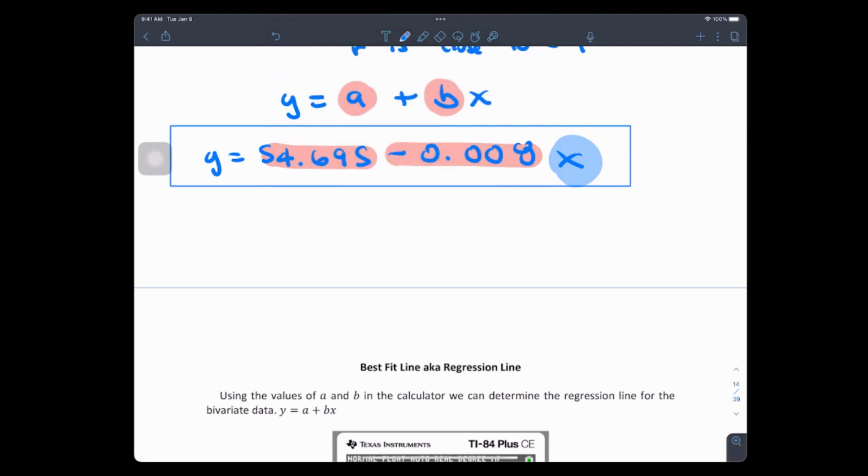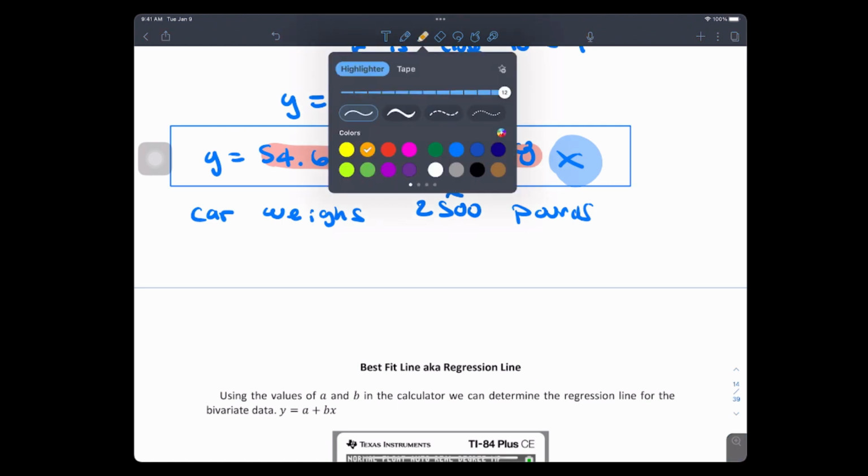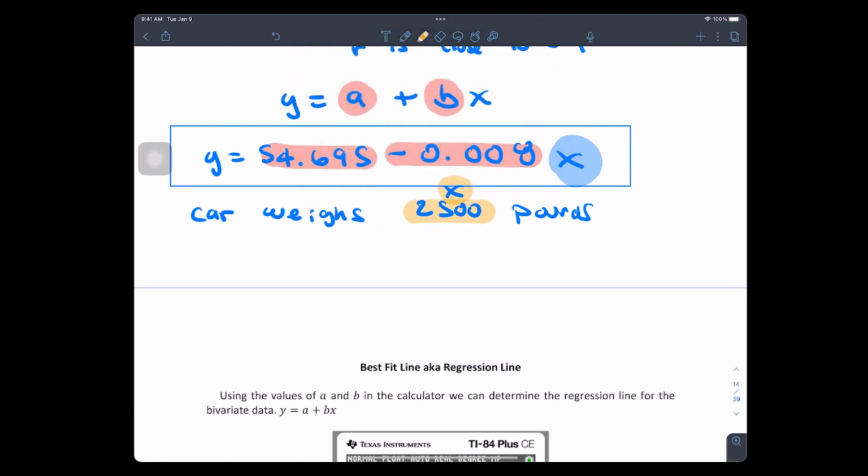Now I'm gonna create a weight. What if the car weighs 2,500 pounds? That's an X value. So if your car weighs 2,500 pounds, what is Y? Because remember, X is the weight in pounds. Y is the fuel economy in MPG.